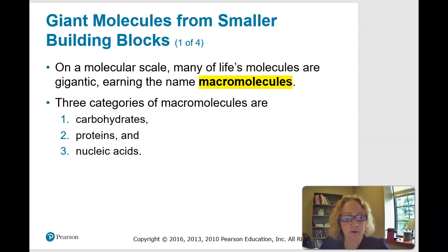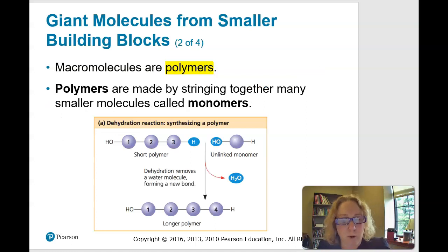Okay, now we're going to talk about macromolecules. Essentially, there are three main categories that we're going to talk about. They are carbohydrates, proteins, and nucleic acids. Macro, large molecules. So these are going to start out small, and we're going to add to them, and they're going to become macromolecules. So macromolecules, or polymers, many polymers. Polymers are made by stringing together many smaller molecules called monomers.